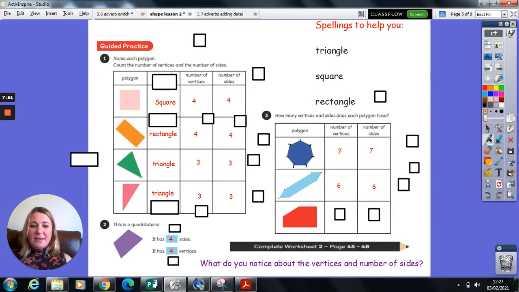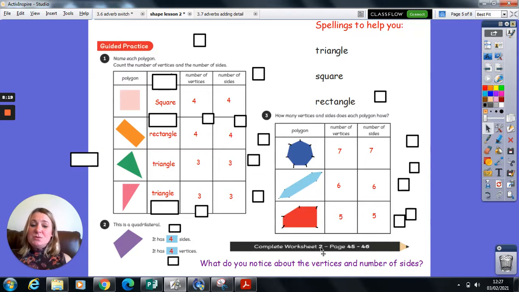On this one, hopefully we're getting the idea that the actual shape doesn't matter. The number of vertices and the sides will still be the same. We have 1, 2, 3, 4, 5. So we have 5 vertices. So there must be 1, 2, 3, 4, 5. Quick double check. Yes, of course, 5 sides.